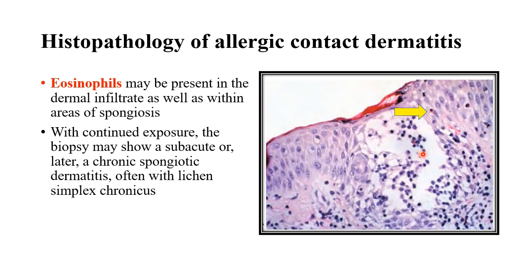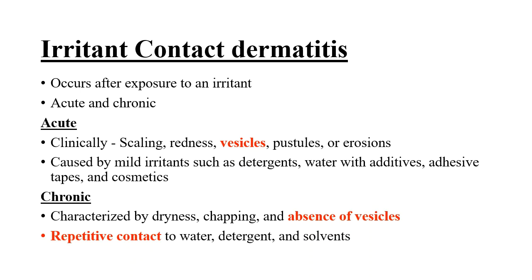Eosinophils may be present in the dermal infiltrate as well as within areas of spongiosis. With continued exposure, the biopsy may show a subacute or later a chronic spongiotic dermatitis, often with lichen simplex chronicus. Now the third type is irritant contact dermatitis. As the name indicates, it occurs after exposure to an irritant.